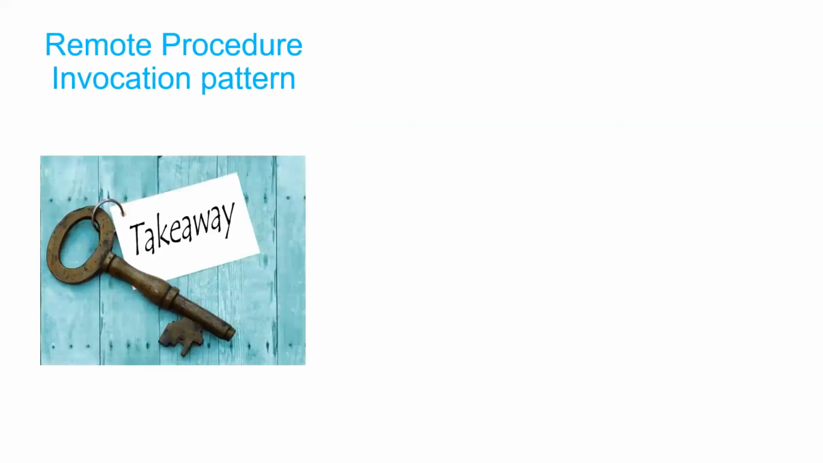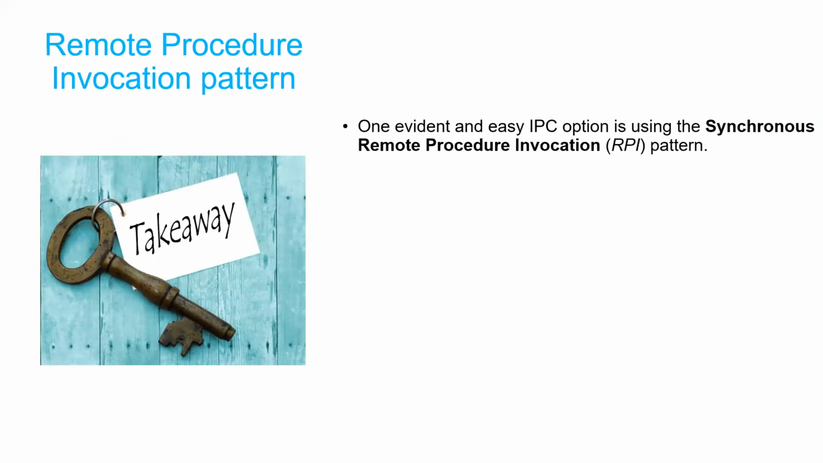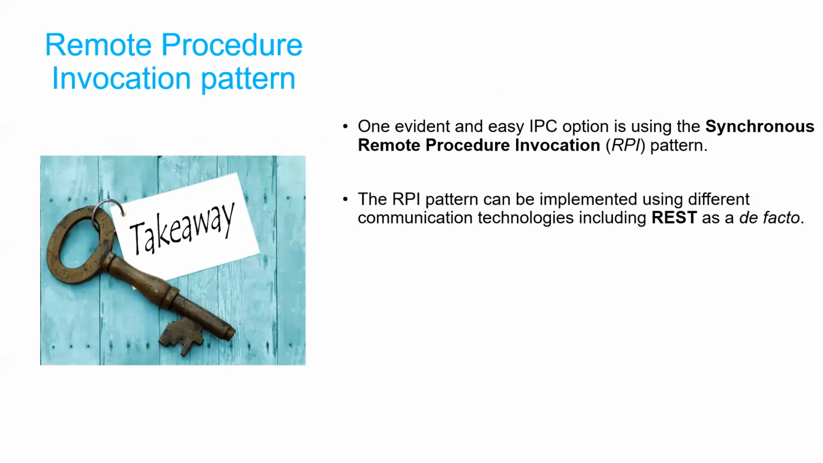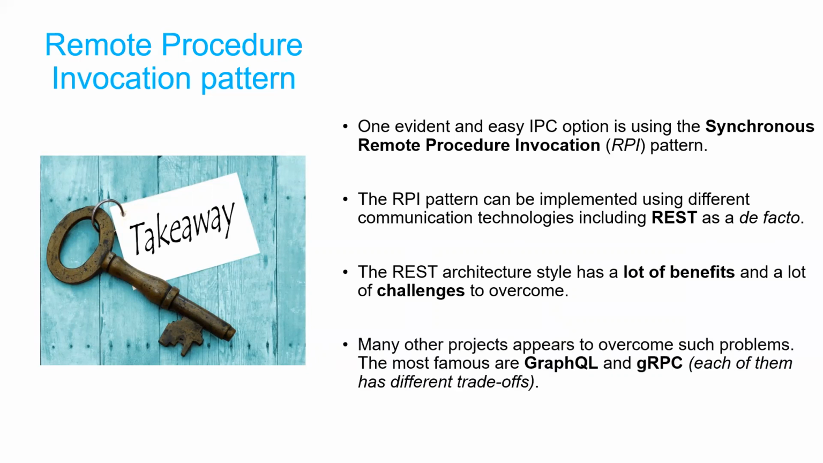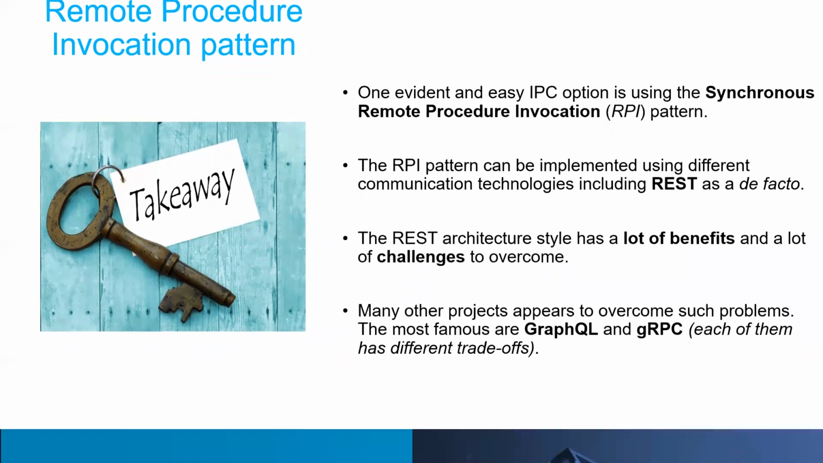To sum up, here are the key ideas to remember. One evident and easy IPC option is using the synchronous remote procedure invocation pattern. The remote procedure invocation pattern can be implemented using different communication technologies, including REST as a de facto standard. The REST architecture style has a lot of benefits and, at the same time, a lot of challenges to overcome. Thus, many other projects appear to overcome such problems. The most famous nowadays are GraphQL and gRPC. In their turn, each of these technologies has different trade-offs.